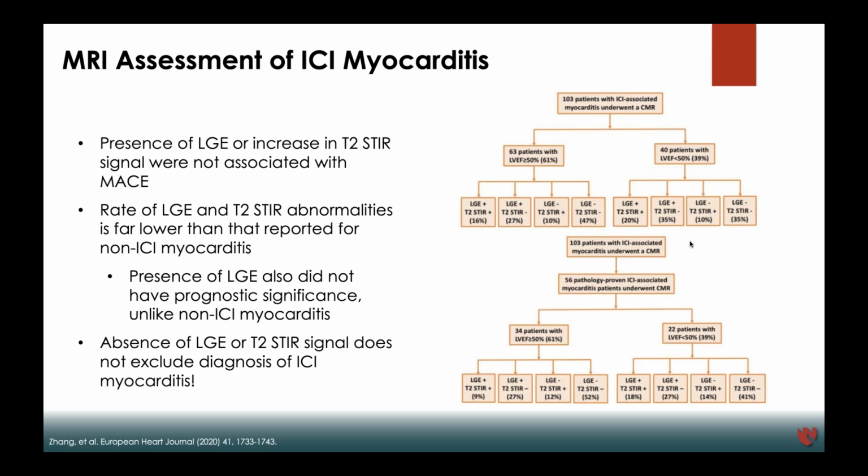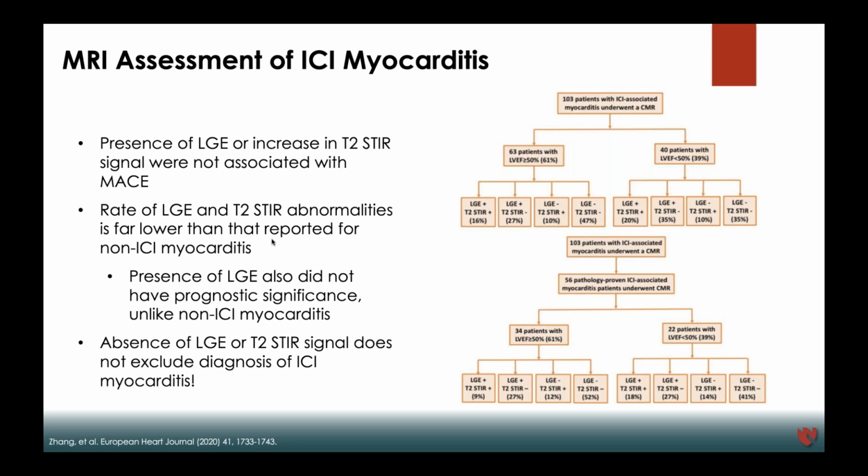And also the authors concluded that presence of LGE or an increase in T2 stir signal were not associated with major adverse cardiac events. Also, the rate of LGE and T2 stir abnormalities compared to regular run-of-the-mill myocarditis was far lower, which makes it even more tricky to diagnose immune checkpoint inhibitor myocarditis, because this is kind of wonky and is not presenting how you would expect on an MRI, just like our regular viral myocarditis.